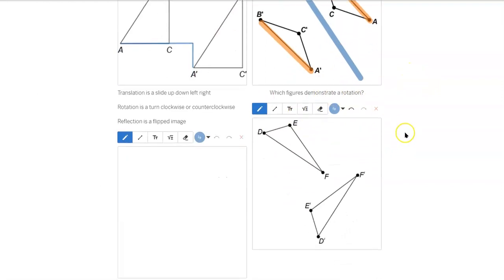Next we have rotation. We do notice that, let's use this color here, we do notice that FD rotated all the way around to F prime, D prime. Okay, so it didn't walk left, right, up, down, and it did not just flip, it actually rotated around. We call that rotation.